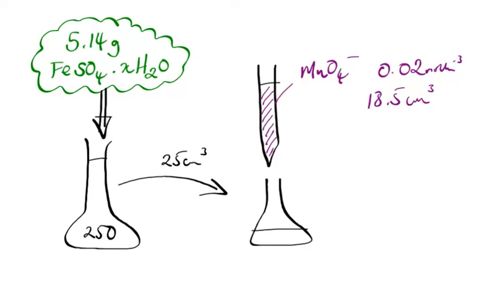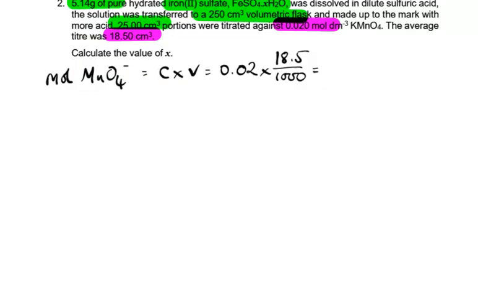So the place to start will be working out the moles of manganate, and then we can go back and work out the moles of iron, scale up, and then have a look at how we can work out an Mr from that. So our moles of manganate from each titration is concentration times volume, so that's 0.02 times 18.5 over 1000, which should give us the moles of 3.7 times 10 to the minus 4.